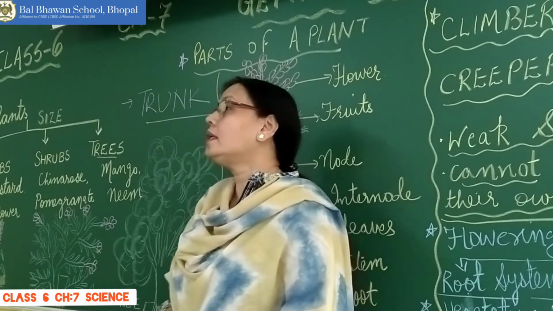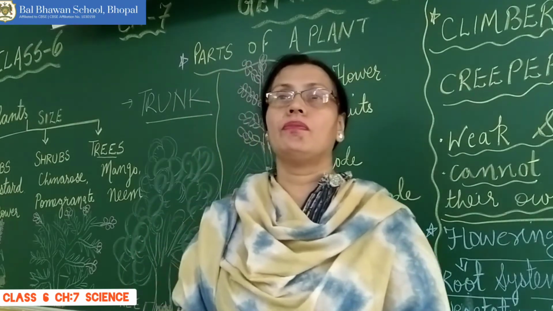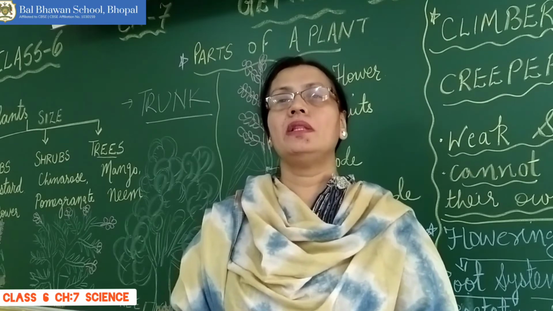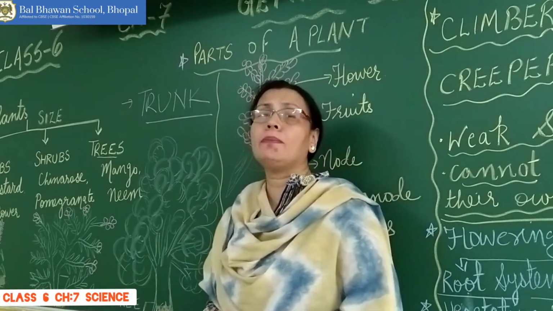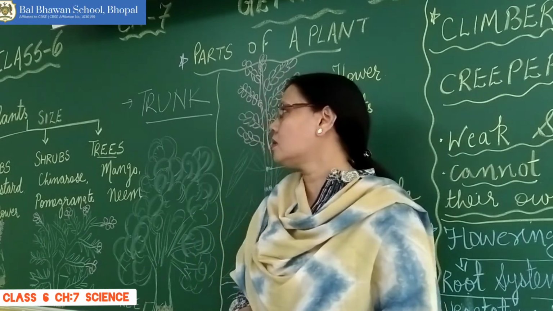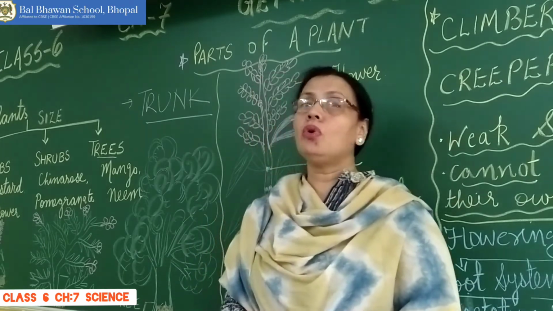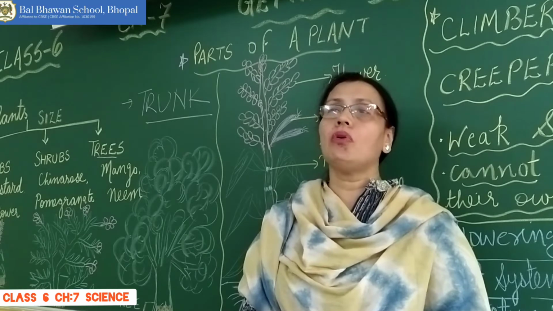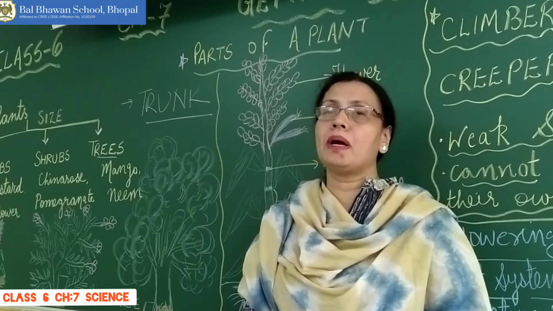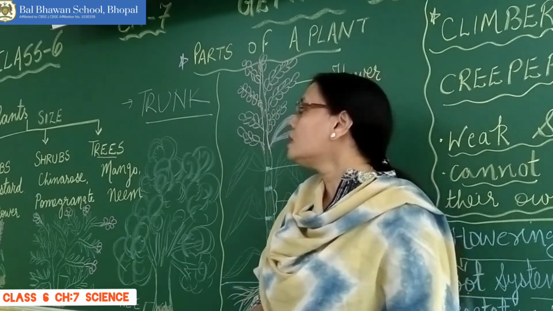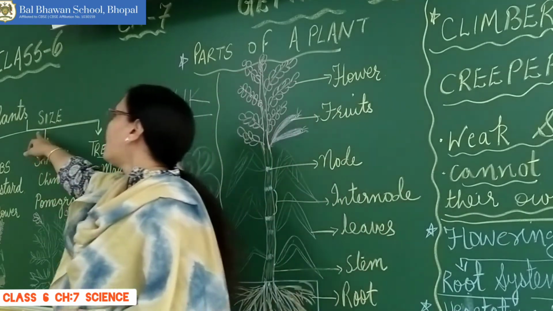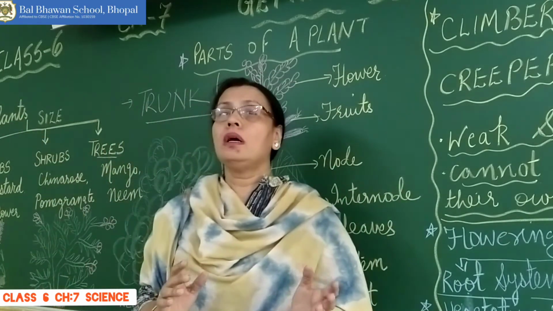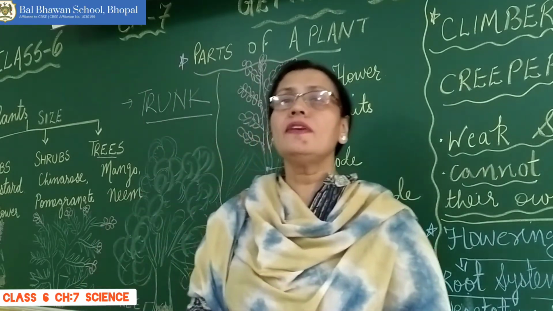And you all know that plants are autotrophs. That means plants prepare their own food. And how do they do it? They do it by the process of photosynthesis. And leaves, as you all know, are the most important parts of a plant which take part in the process of photosynthesis.